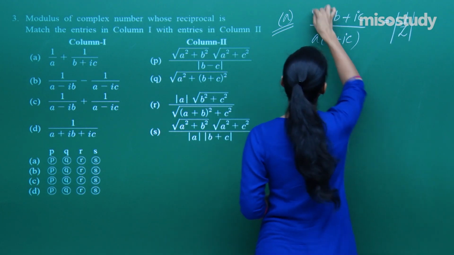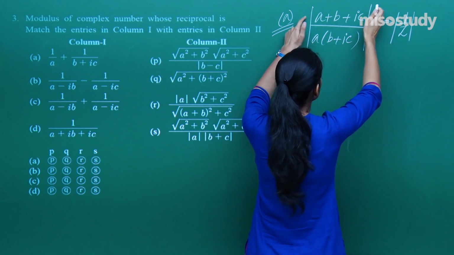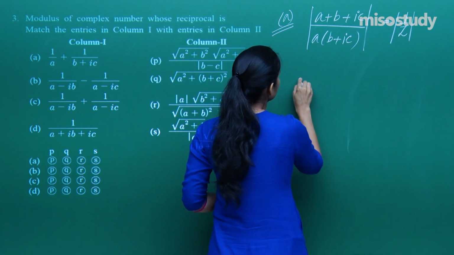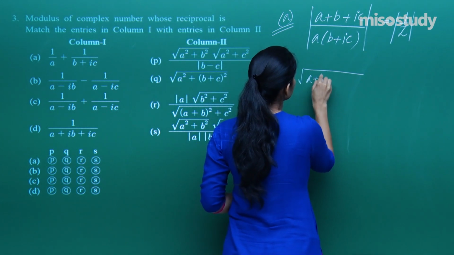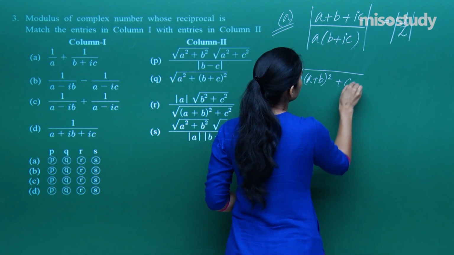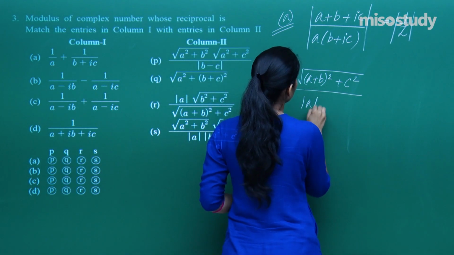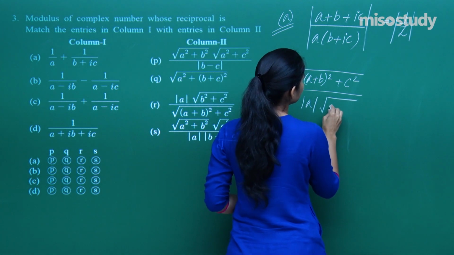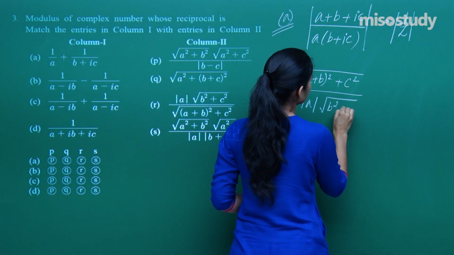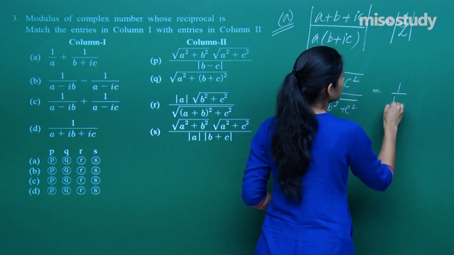So mod of this is mod of the numerator upon mod of the denominator. Mod of the numerator is under root a plus b whole square plus c square, and the denominator is mod a common, and then the magnitude of b plus iota c, which is under root b square plus c square. This is 1 by mod z.